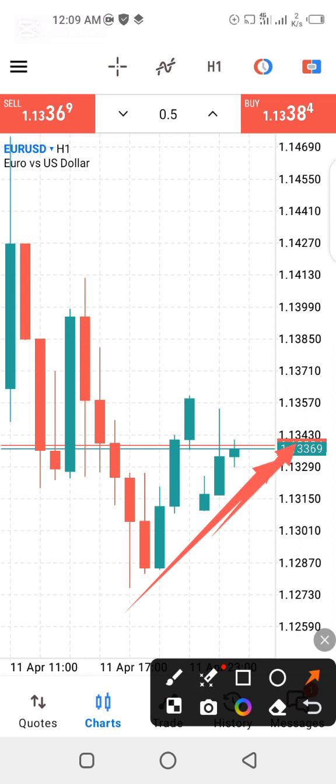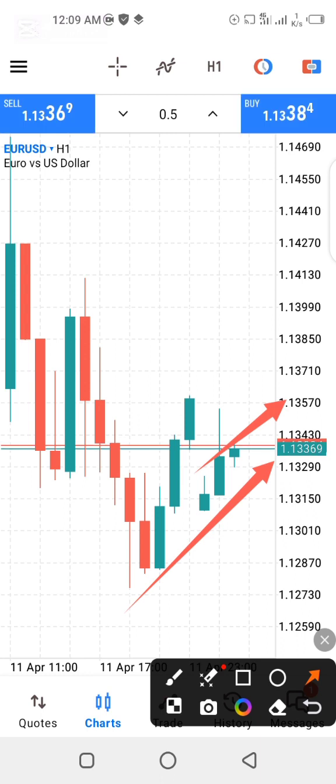And this is level now. You can see that at that level now is at 1.13364. And when it gets to this level now, we have already made profit. Okay, this is how to just do it.